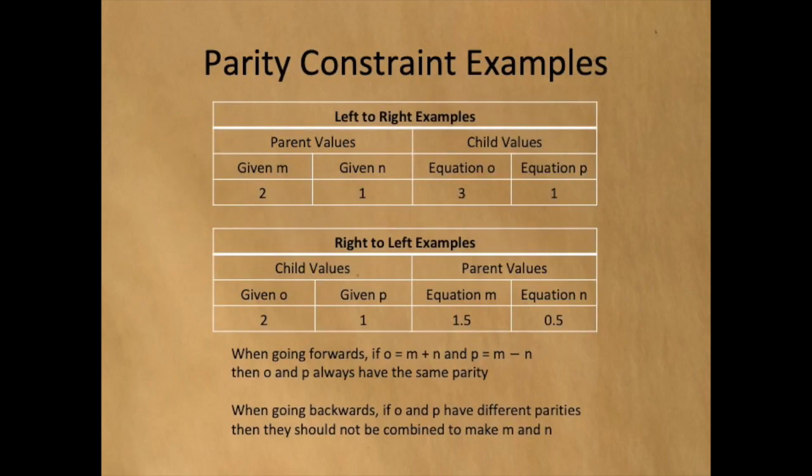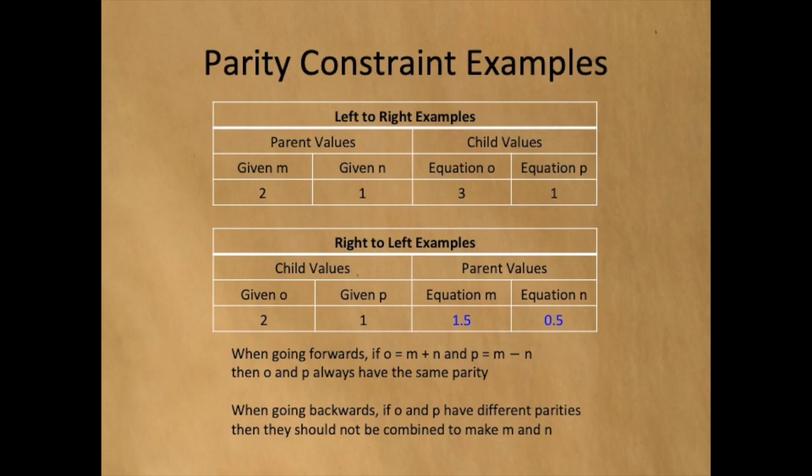The first problem concerns parity. In the upper box, if we go from left to right, if we're given M and N as, say, 2 and 1, when we compute O and P, we get 3 and 1. No problem. But when we go the other way, we have a problem. Suppose O and P are 2 and 1.